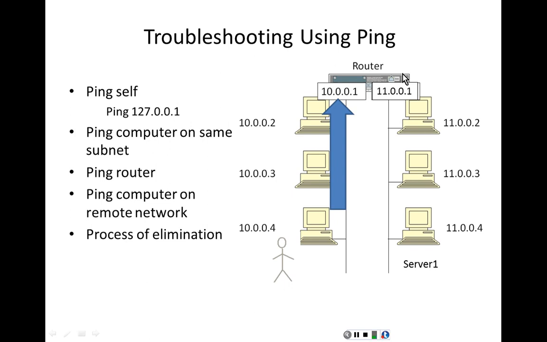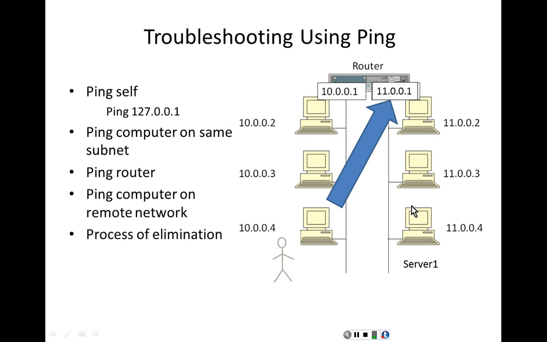Then the next thing to do is to try to ping the far side of the router. If you cannot ping the far side of the router, then that implies that the router is up and running, but the router is not properly pushing the packets through. In other words, the router itself is misconfigured. If you can ping the far side of the router, then not only do you know that the router is up and running, but you also know that it is pushing packets through to the other side.